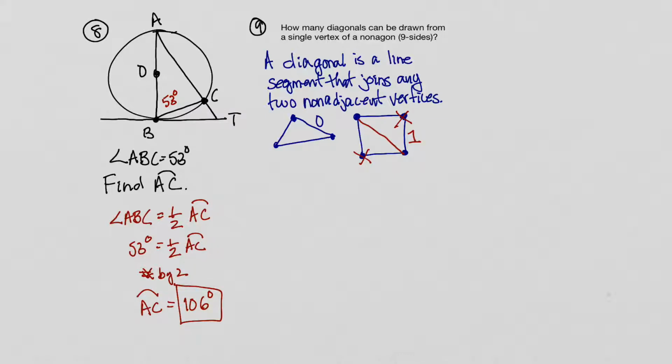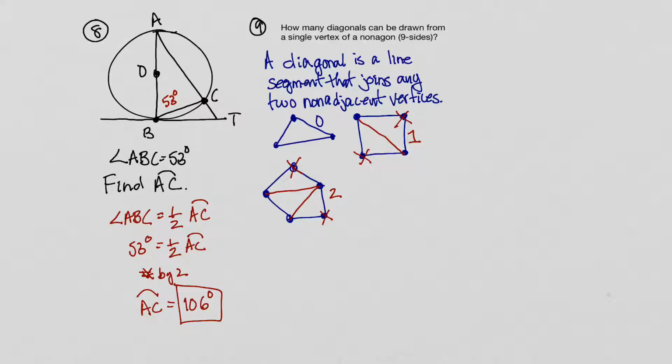Let's take a look at a 5-sided figure. 1, 2, 3, 4, 5. Now we've got 5 vertices. So pick one. Maybe I pick this one here. Now, how many diagonals can we draw? Well, from here I can go over here. That's 1. I can go over here. That's 2. But I cannot go here. I can't go here because these are adjacent next to each other, and these are next to each other. So this is out, and this is out. So what I've got here is 2 of them.